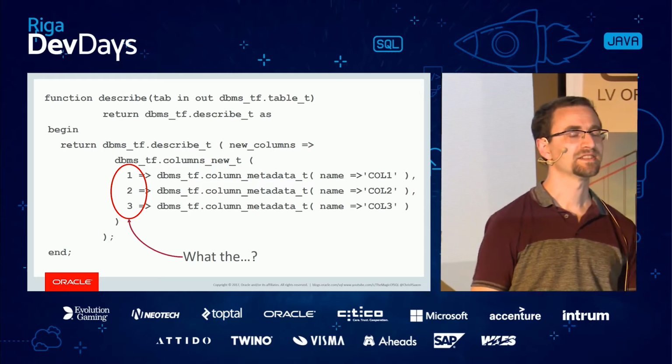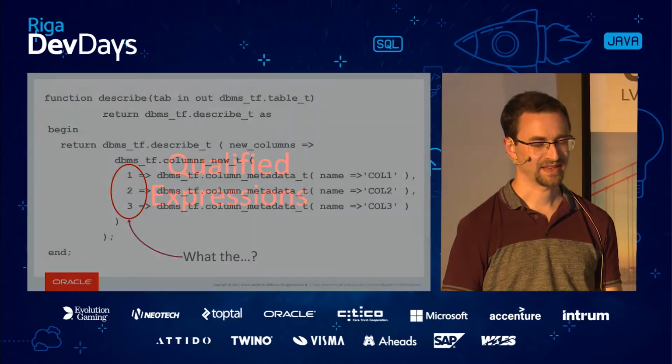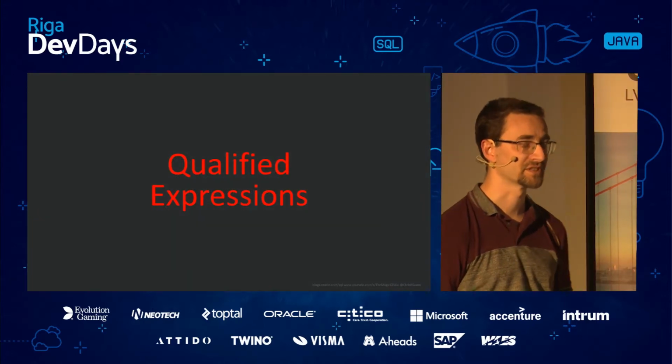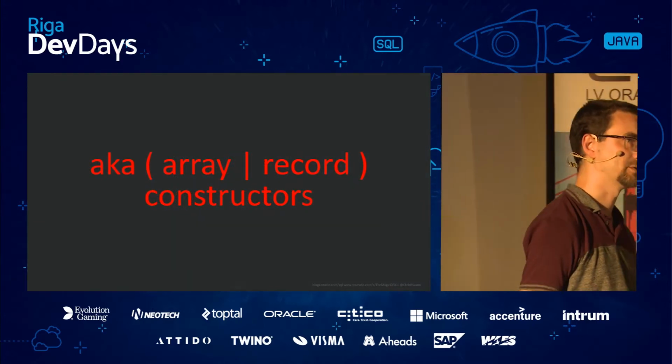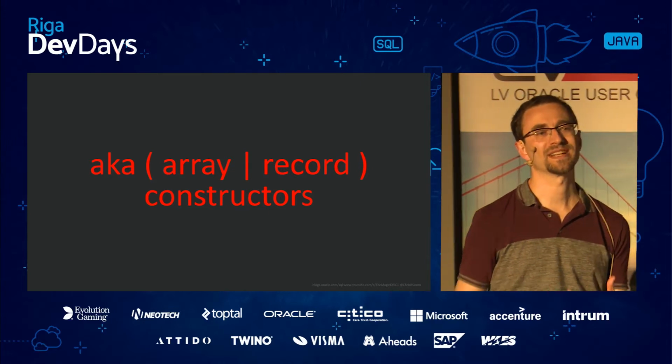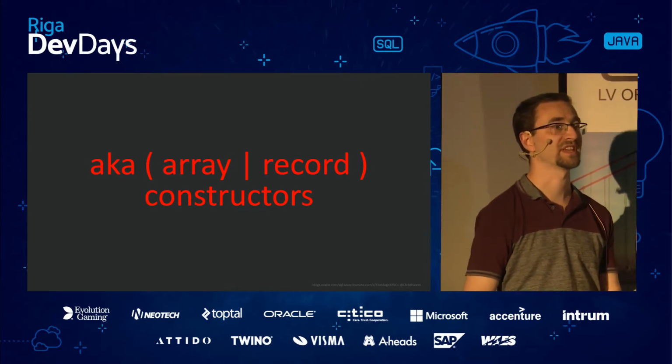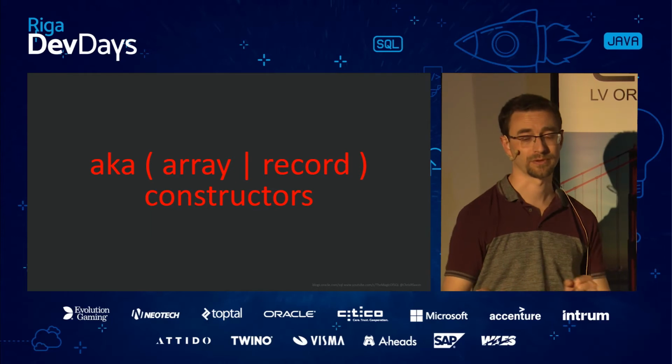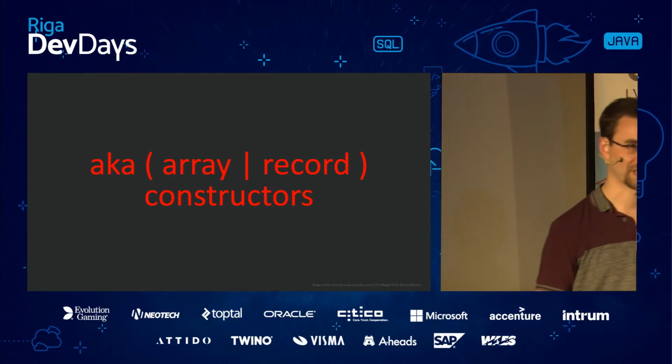Well, these are another new feature in 18C. That is qualified expressions, also known as array or record constructors. So what this allows you to do is have a single statement to initialize a record or an array. So let's just see what exactly that means.